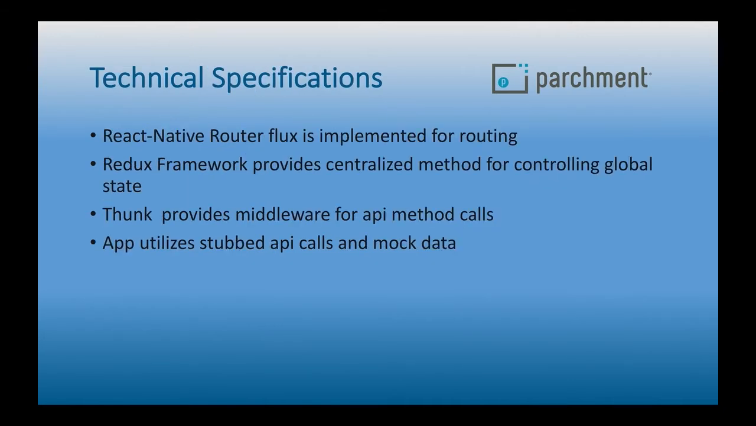Some of the technical specifications and things we used in the app: obviously, we used the React Native framework, targeting Android devices, but we also used React Native Router Flux, which was implemented for routing between the different scenes and to help control the navigation stack. We also used the Redux framework to provide a centralized method for controlling the global state. And we used Redux Thunk to provide the middleware for the different API method calls, and those API calls use stubbed API calls provided by Parchment and mock data.